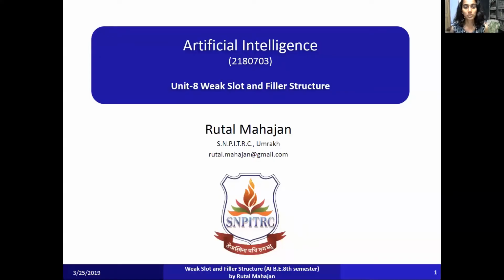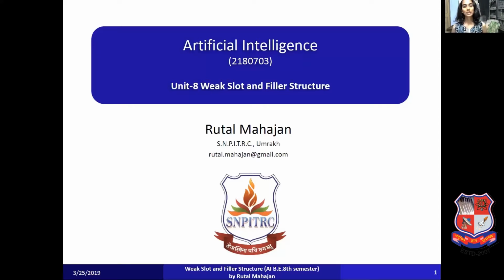Hello everyone, today we will talk about weak slot and filler structures, Unit 8, Artificial Intelligence. Before going to weak slot and filler structures, we will see what this unit is about. Weak slot and filler structure is a kind of slot and filler structure. It is a knowledge representation technique. There are actually 2 kinds of slot and filler structures, weak and strong.